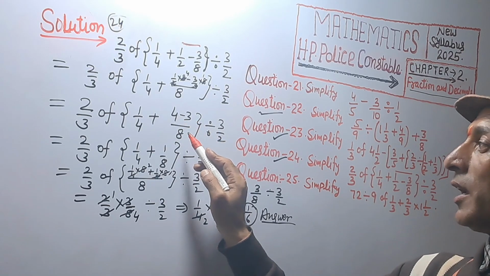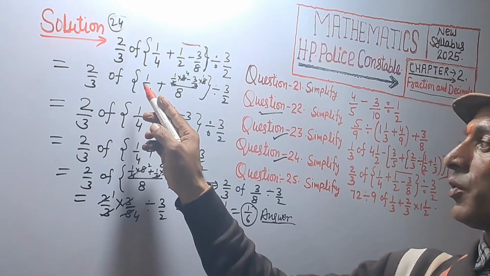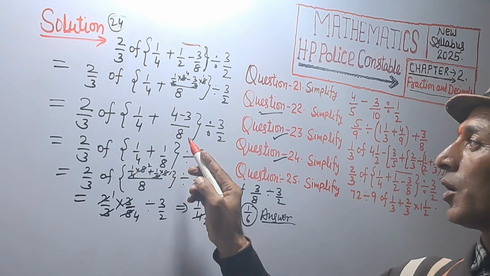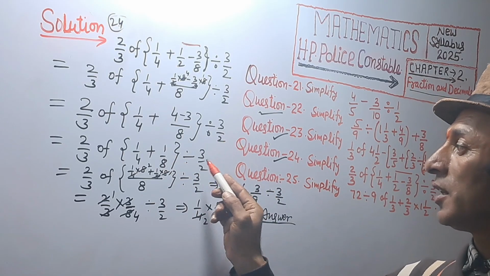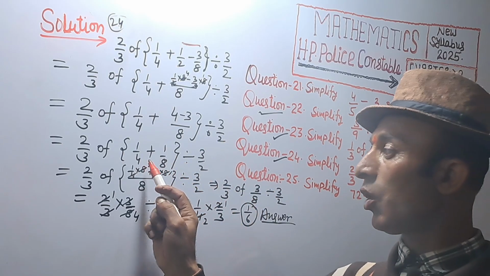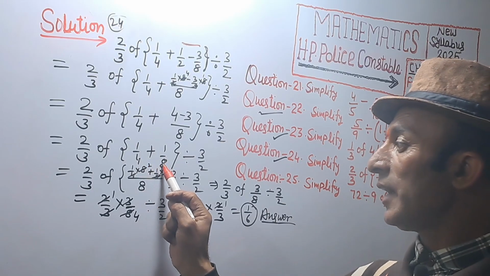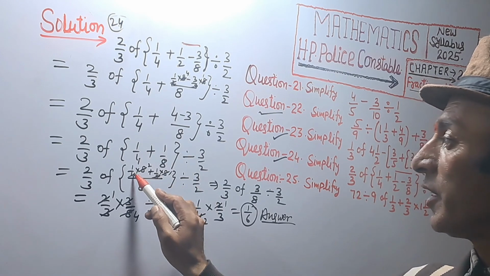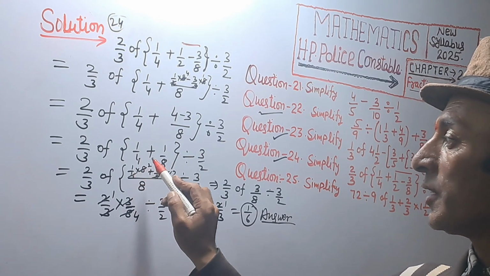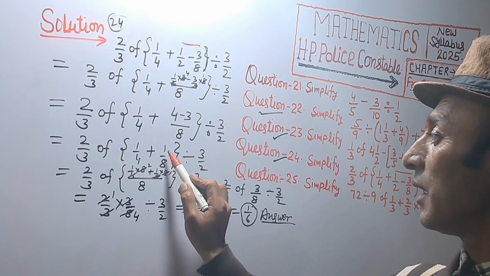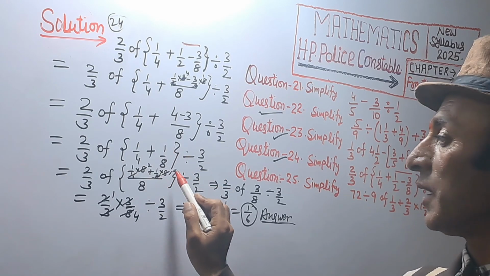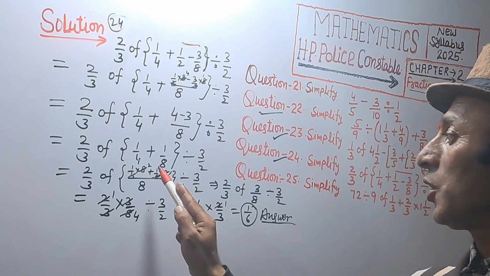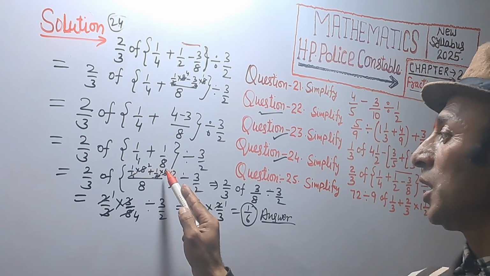4 minus 3 upon 8, and 2 upon 3 of, as it is, 1 upon 4 plus 4 minus 3, that is equal to 1 upon 8. Divide 3 upon 2. LCM of 4 and 8 equal to 8. But 8 multiplied by 1 divided by 4, that is equal to 4 1s are 4, 4 2s are 8. And 1 into 8 divided by 8. 8 is cancelled, and in next step we get 2 plus 1, that is equal to 3.